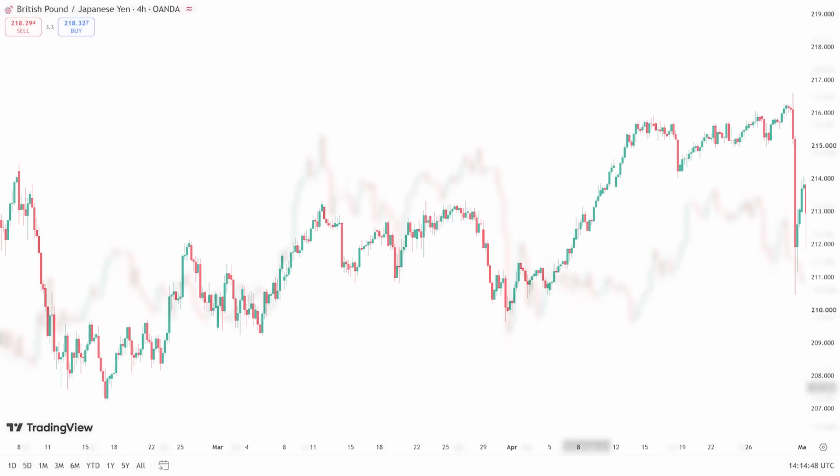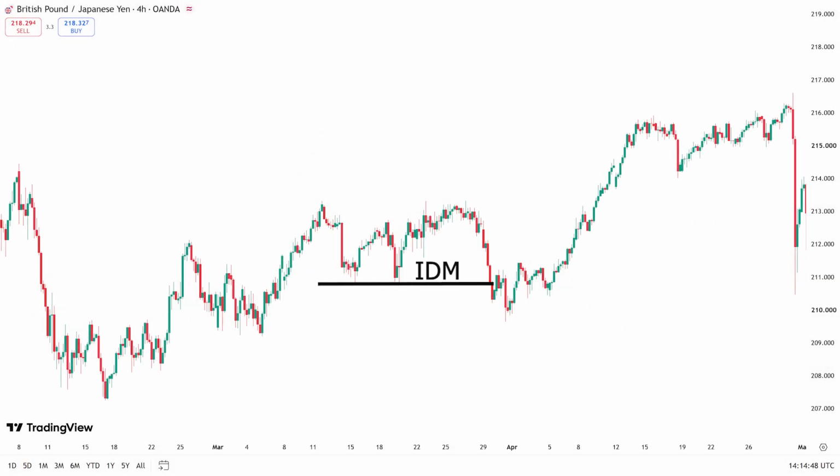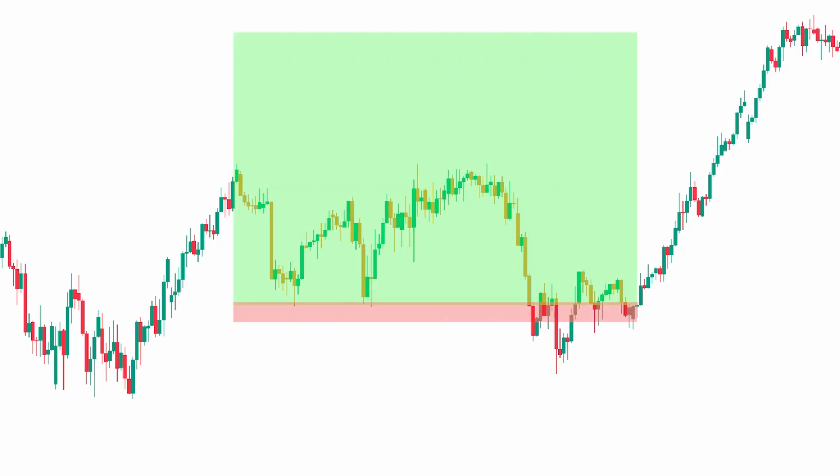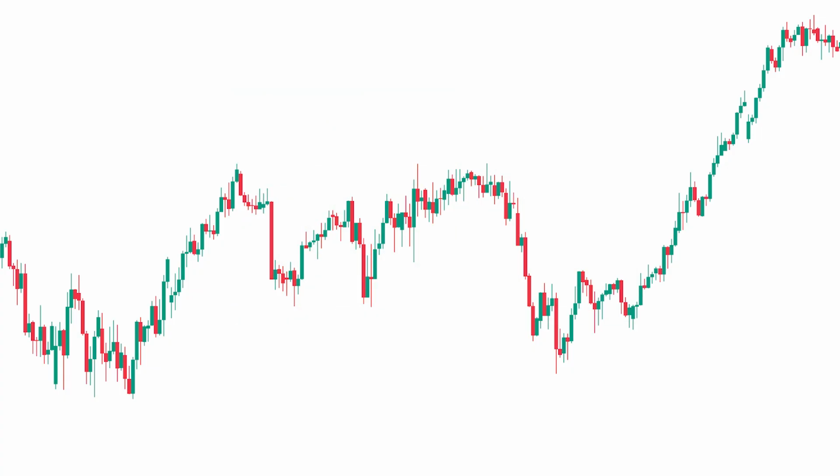Rule number 3. An inducement usually forms after a clear market trend. But why? Because the market first needs traders to believe the trend is real. When traders see a series of higher highs and higher lows, they become more confident and start buying. Many also place their stop losses below the most recent higher low. As more traders do the same thing, liquidity begins to build there. Without a clear trend, fewer traders are convinced, which means less liquidity for the market to collect. That's why a strong trend is often the first step in creating an inducement.